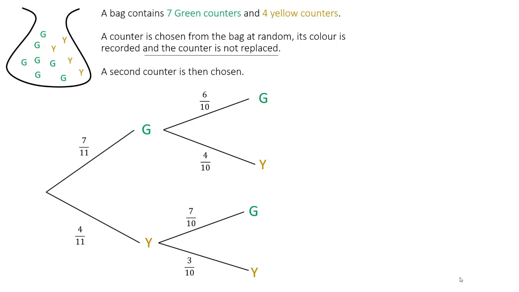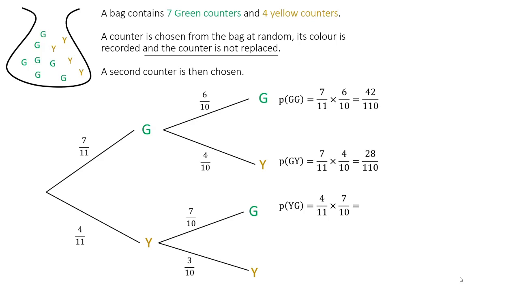We can find the probabilities at the ends of the branches by just multiplying along the branches. So green then green, 7 out of 11 times 6 out of 10, 42 out of 110. Green then yellow, 7 out of 11 times 4 out of 10, 28 out of 110. Yellow then green, 4 out of 11 times 7 out of 10, following those branches along, 28 out of 110 again. And finally, yellow then yellow, 4 out of 11 times 3 out of 10, giving us 12 out of 110.